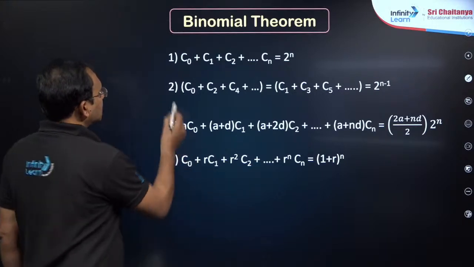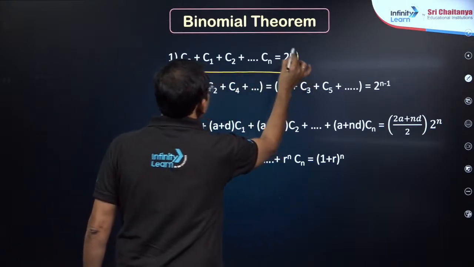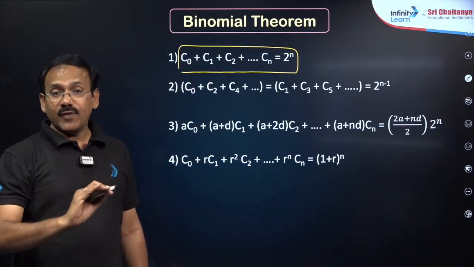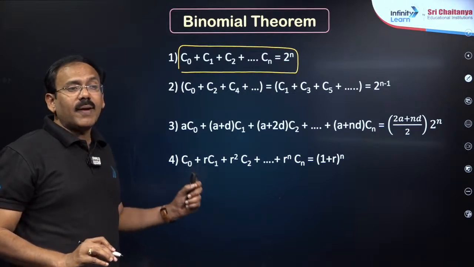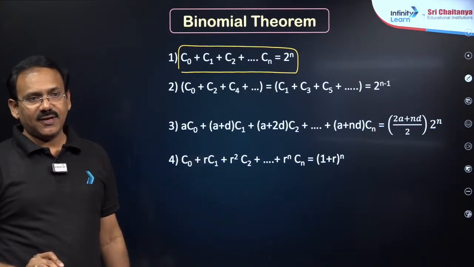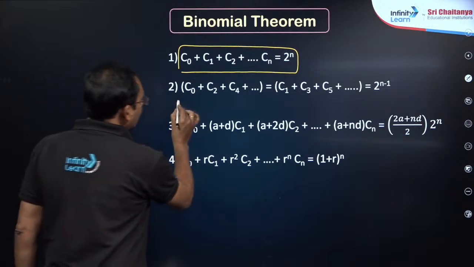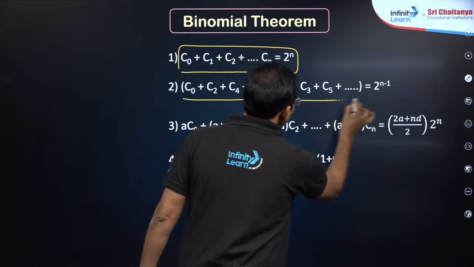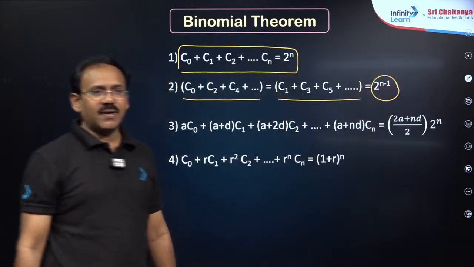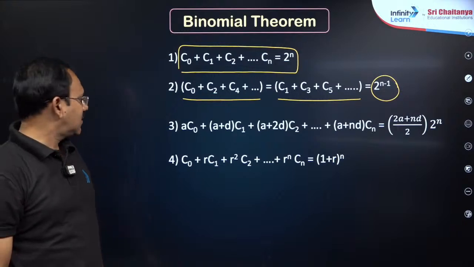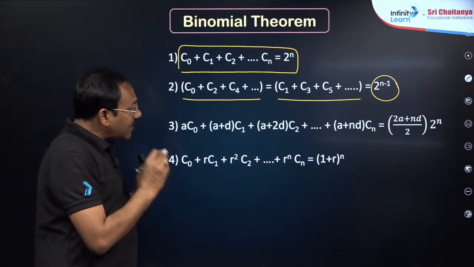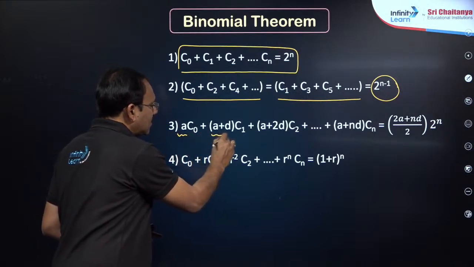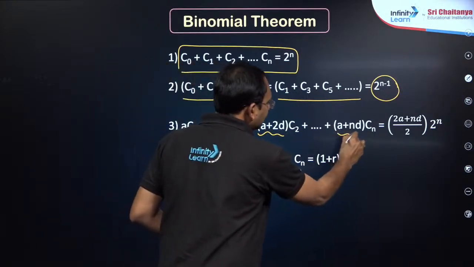You see, my dear friends, the sum of all binomial coefficients is 2 power n. There are certain simple and important results which are very, very important. The sum of all binomial coefficients is 2 power n, my dear friends. The next, the sum of binomial coefficients with even suffixes is the same as with odd suffixes, which is 2 power n minus 1, my dear friends. Okay. Next result.